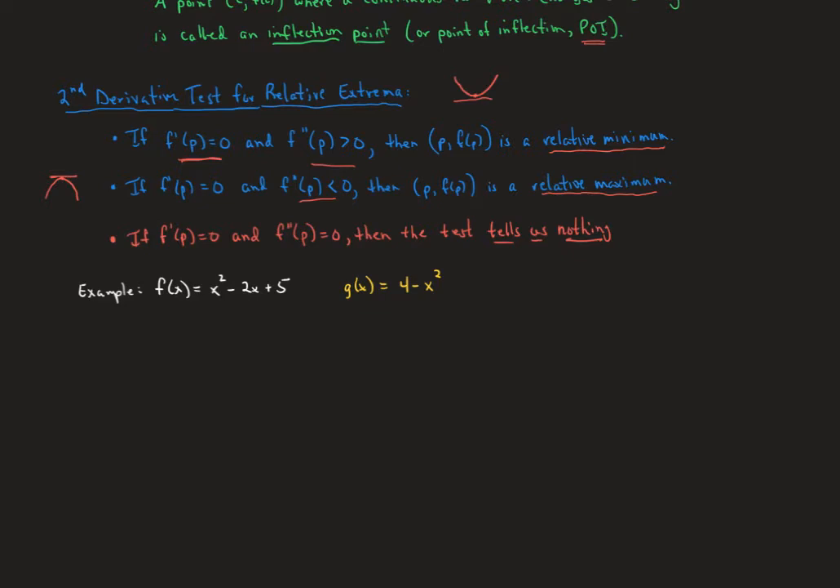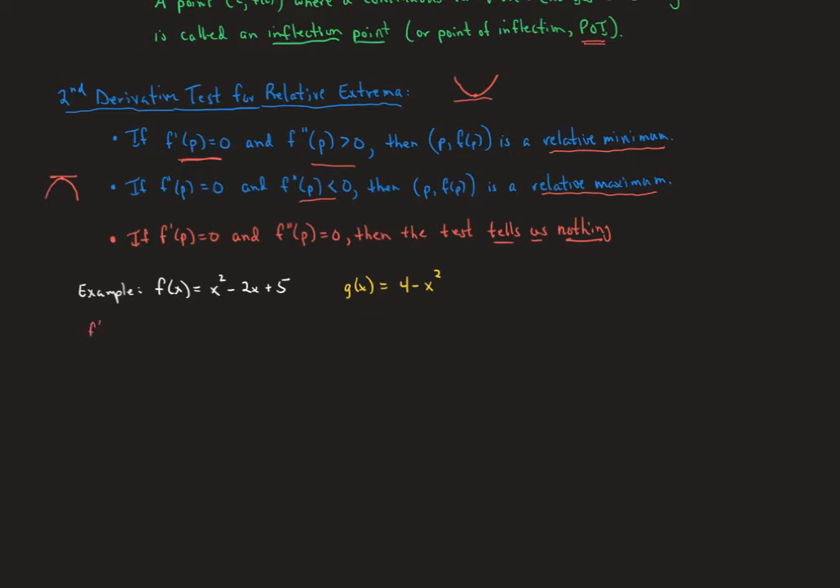Now, if the first derivative is 0 and the second derivative is also 0, then we know nothing. It could be a relative min, it could be a relative max, it could be a shelf point. We just don't know, and the second derivative cannot distinguish. We're going to have to use the first derivative test. Let's just use the second derivative test a couple times because we don't do this as often and people struggle with it. So we're going to use our second derivative test.